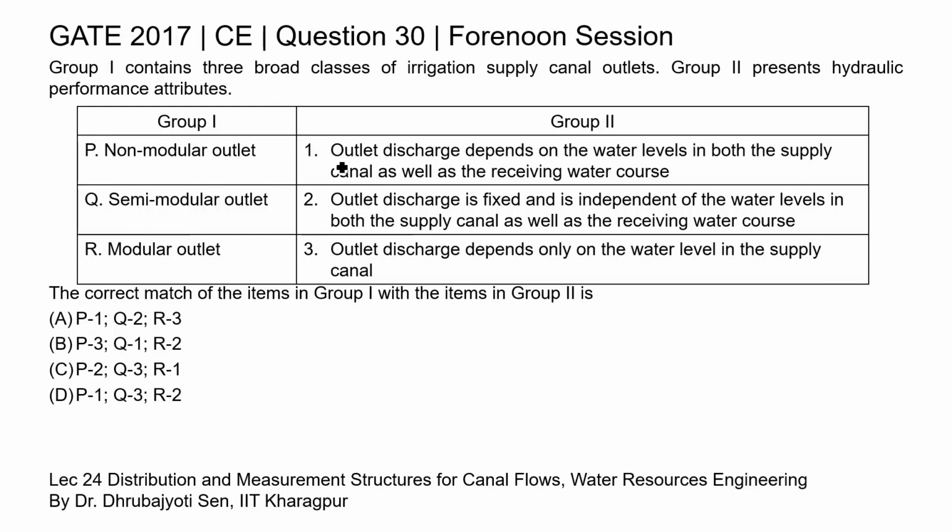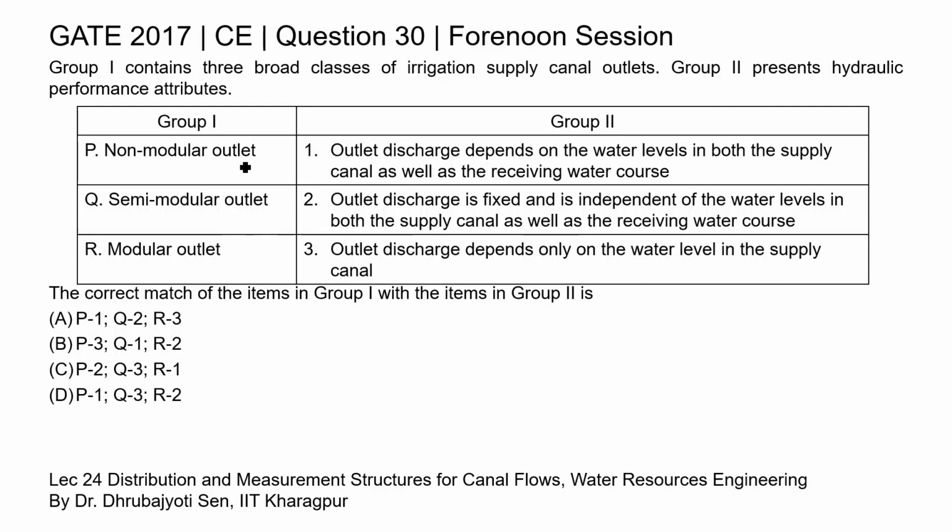Group 2: 1, outlet discharge depends on the water level in both the supply canal as well as the receiving water course. 2, outlet discharge is fixed and is independent of the water levels in both the supply canal as well as the receiving water course. 3, outlet discharge depends only on the water level in the supply canal. The correct match of the items in group 1 with the items in group 2 is.